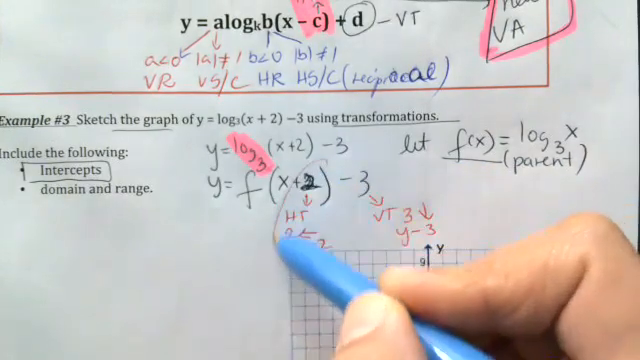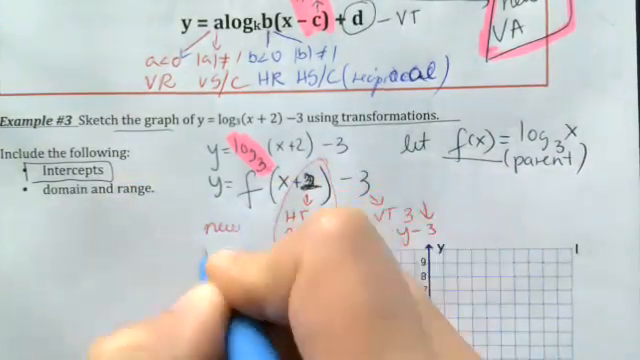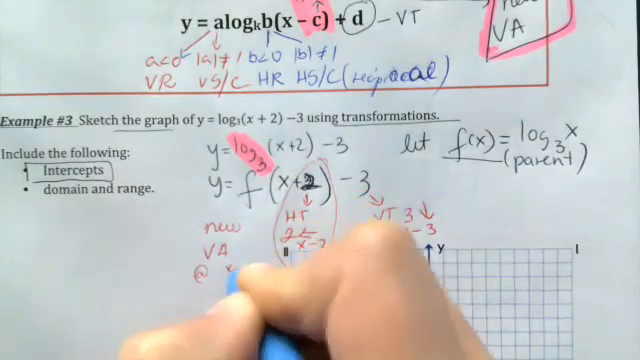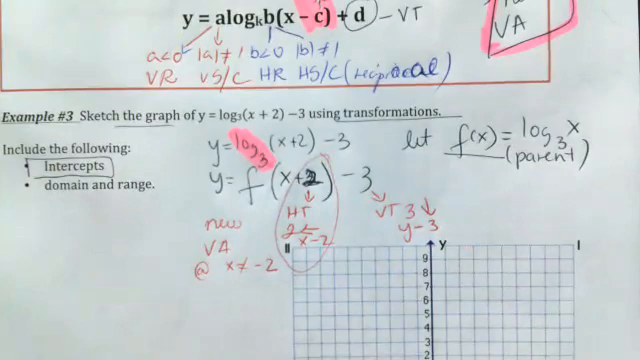And this also tells you where your new vertical asymptote is. New vertical asymptote at x equals -2.